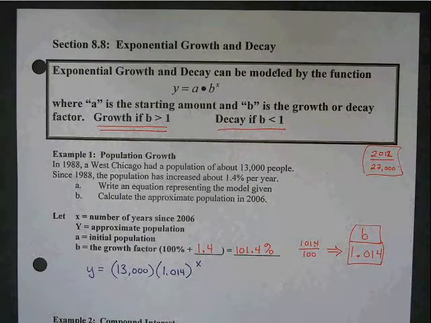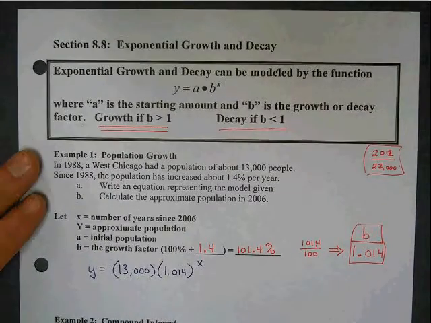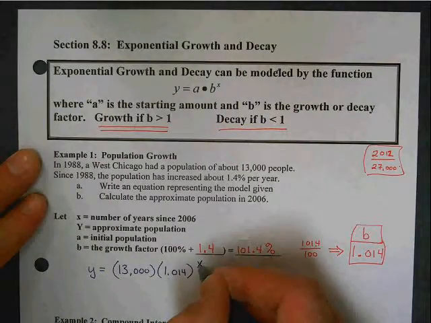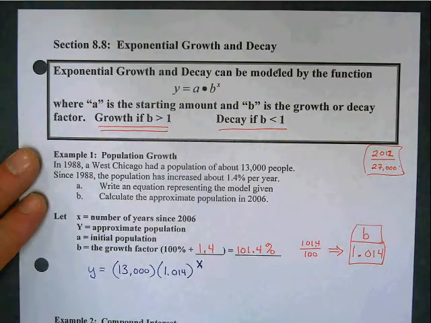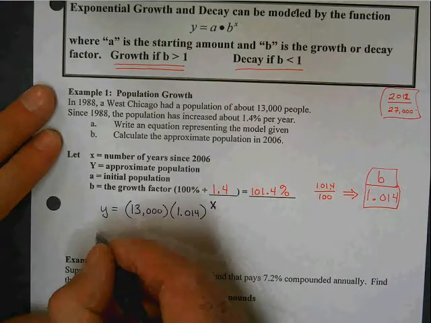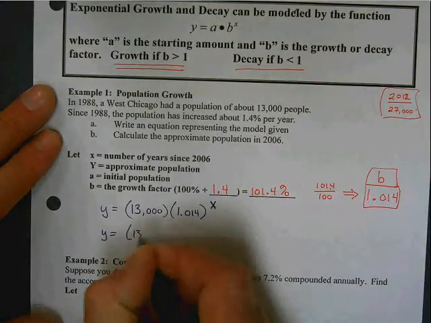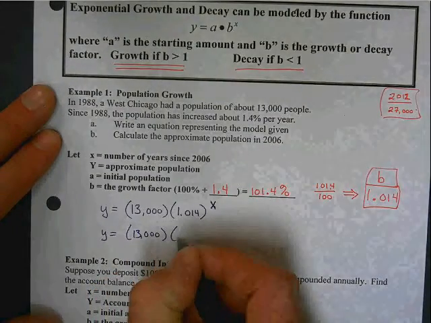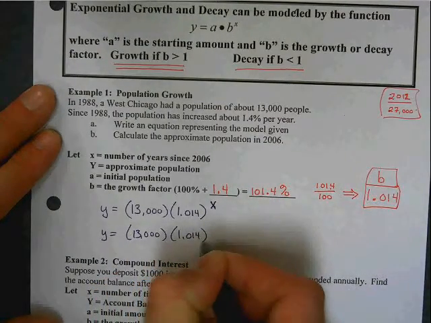Now the next question, it says calculate the approximate population in 2006. What do I need to determine? Okay, from 1988 to 2006. Well, all we got to do is subtract, right? Ryan, question? Is it an X or an 8? This is an X. 18 years? Thank you, Jalan. Y equals 13,000 times 1.014. And you said 18? I said 18.